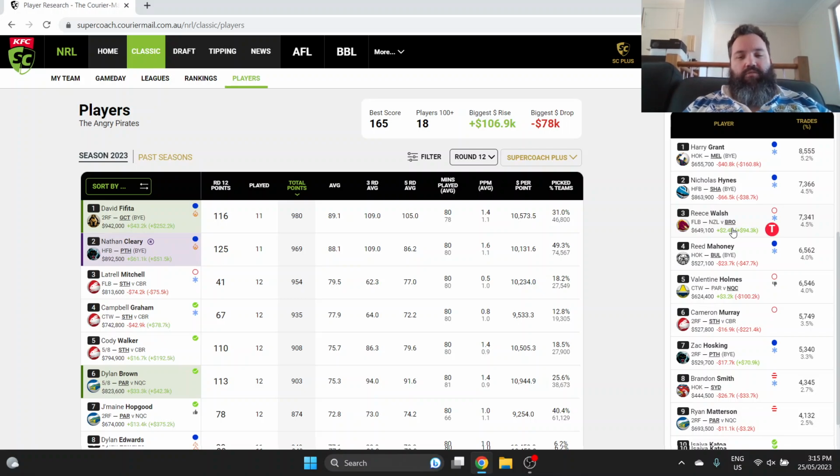Cam Murray also, I think, a good trade out. Playing Origin, so he'll miss this week. He'll miss round 19. And he's been a bit down on form in terms of SuperCoach scoring, so he's one I'm definitely looking to keep an eye on the run home after the origin period. But for now, I'm happy to let him pass.